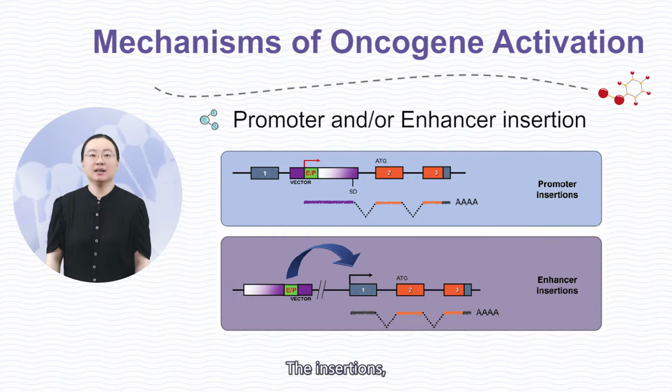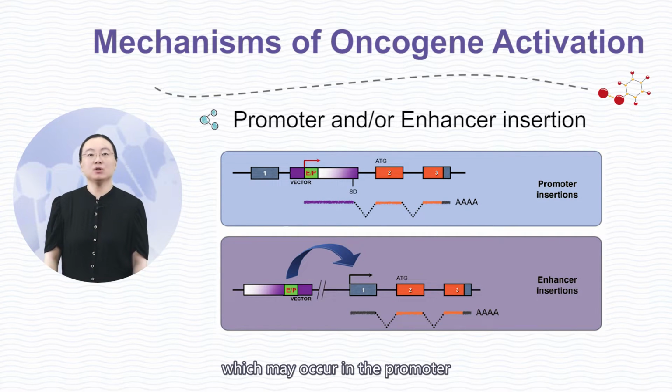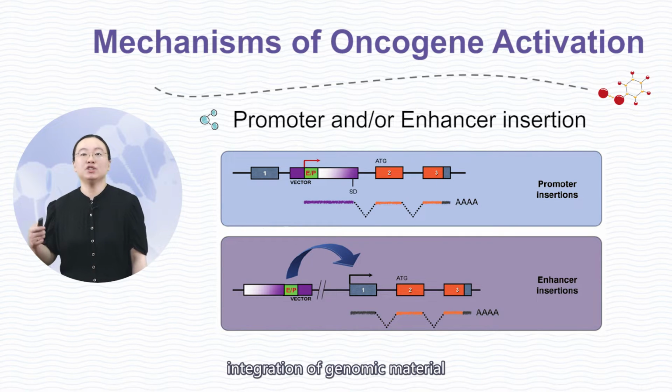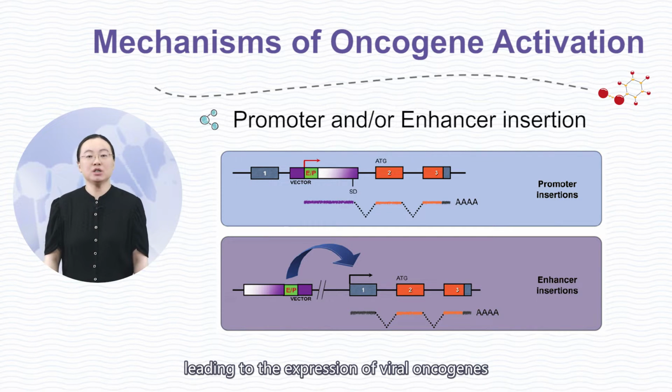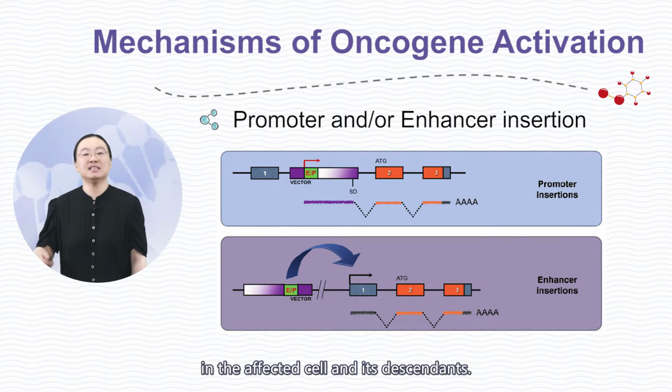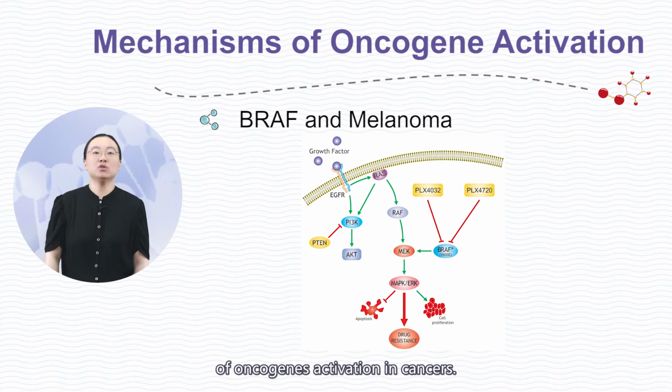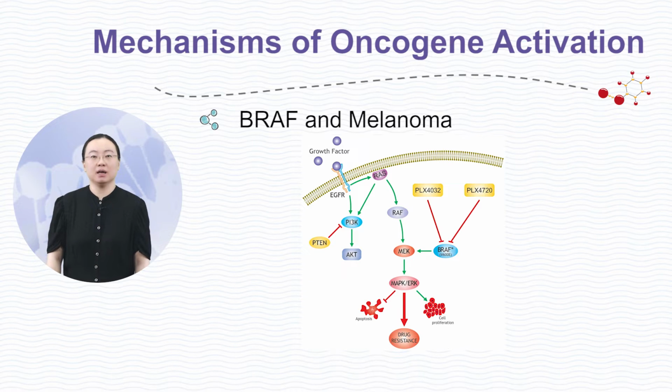Insertions, which may occur in the promoter or enhancer region of a gene, can increase the gene expression. Disruption of a single gene may also result from integration of genomic material from a DNA virus or retrovirus, leading to the expression of viral oncogenes in the affected cells and its descendants. There are some examples of oncogene activation in cancers.